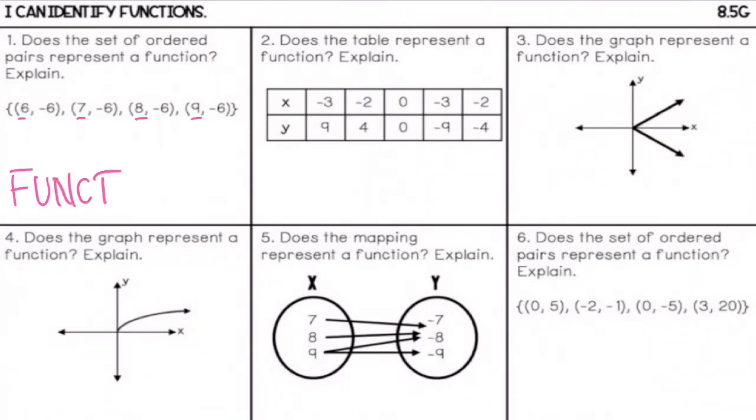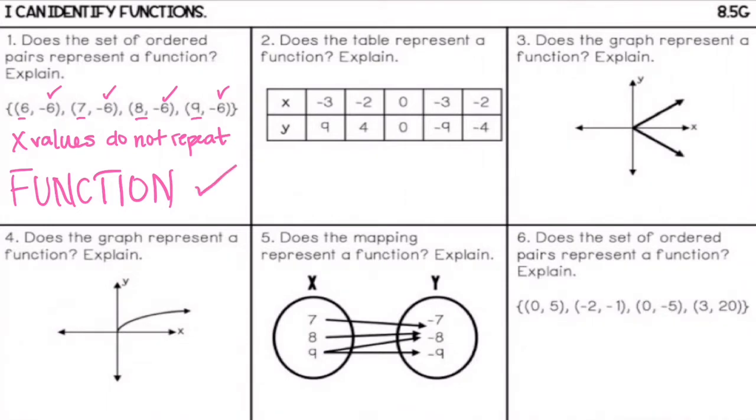So we say that this is a function. And why is it a function? X values do not repeat. The Y values, -6, -6, -6, they repeat, but that does not determine if it is a function or not. It is the X values that we look at. They are not repeating, so this is a function.